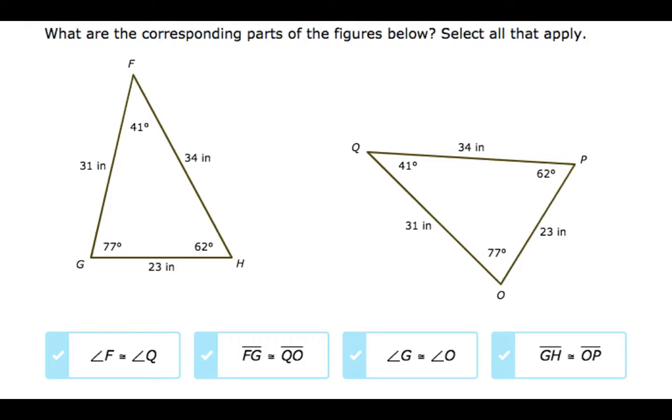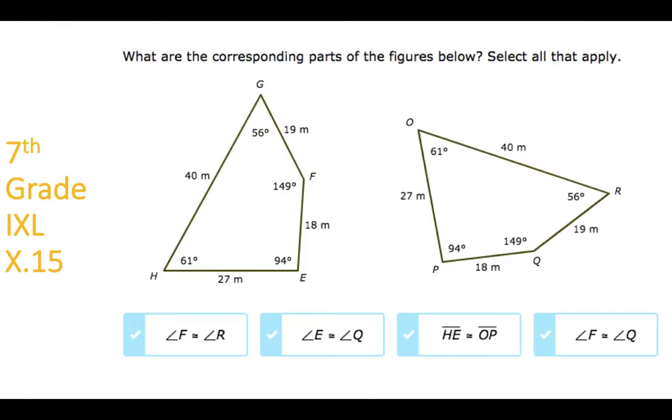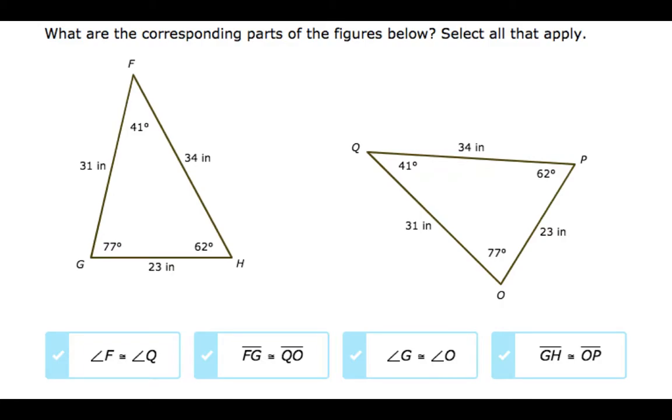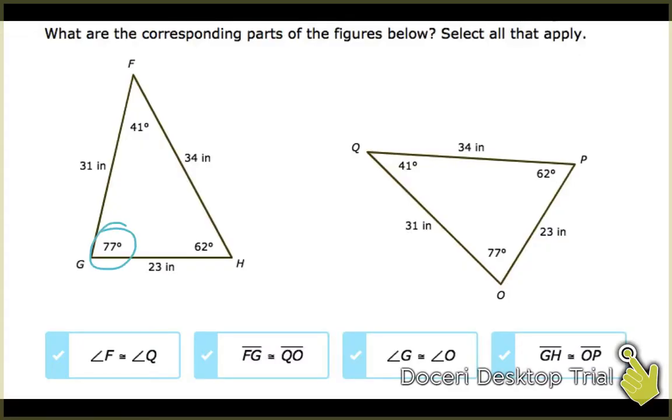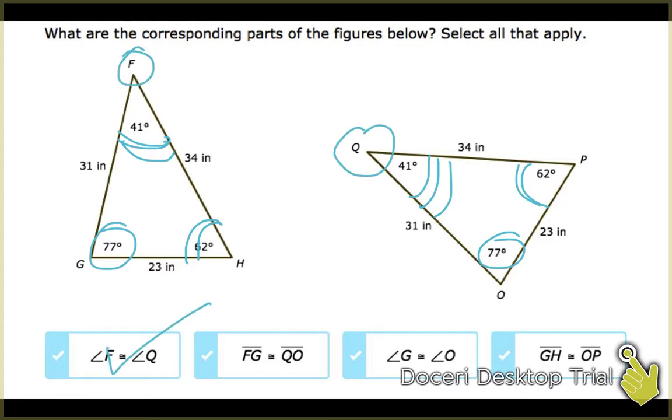Oops, this is the same one that we just did. Notice that we have the same angle measurements: 77 and 77, 62 and 62, 41 and 41. So, is angle F the same as angle Q? Yes. Let's look at the other angles.